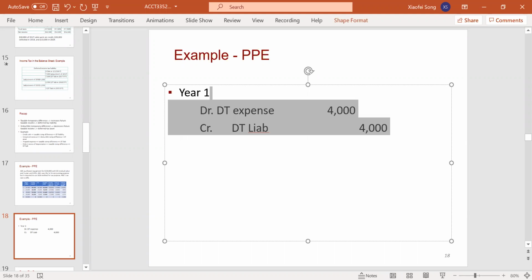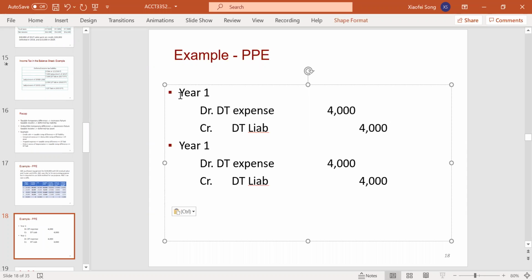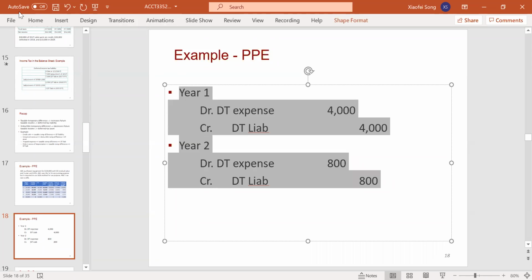Okay, now I'm just going to copy this, see if I can put it, be quick. Okay, good. So year 2, we again debited deferred tax expense, but this time it's only $800, and we credit deferred tax liability $800. With this entry now, the balance of the deferred tax liability is 4,800. So okay, let me make it a little bit smaller so I can fit all the years in.